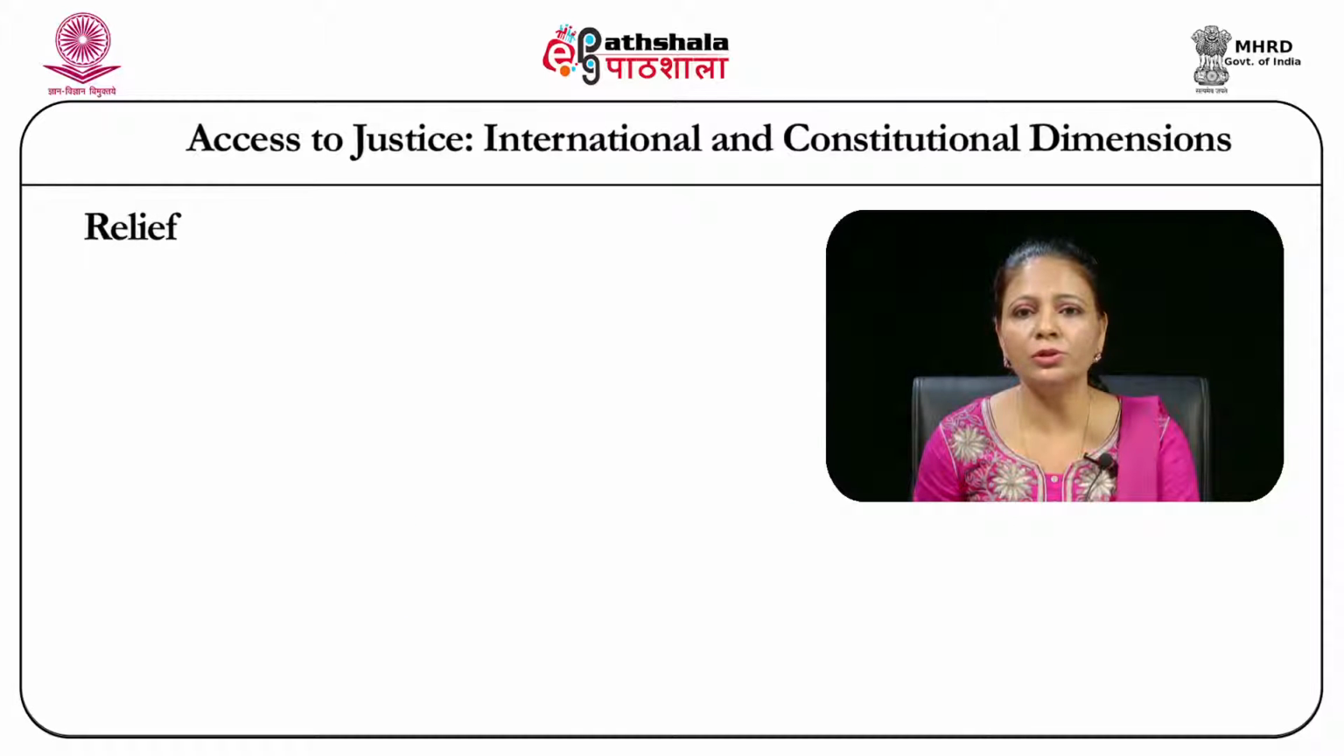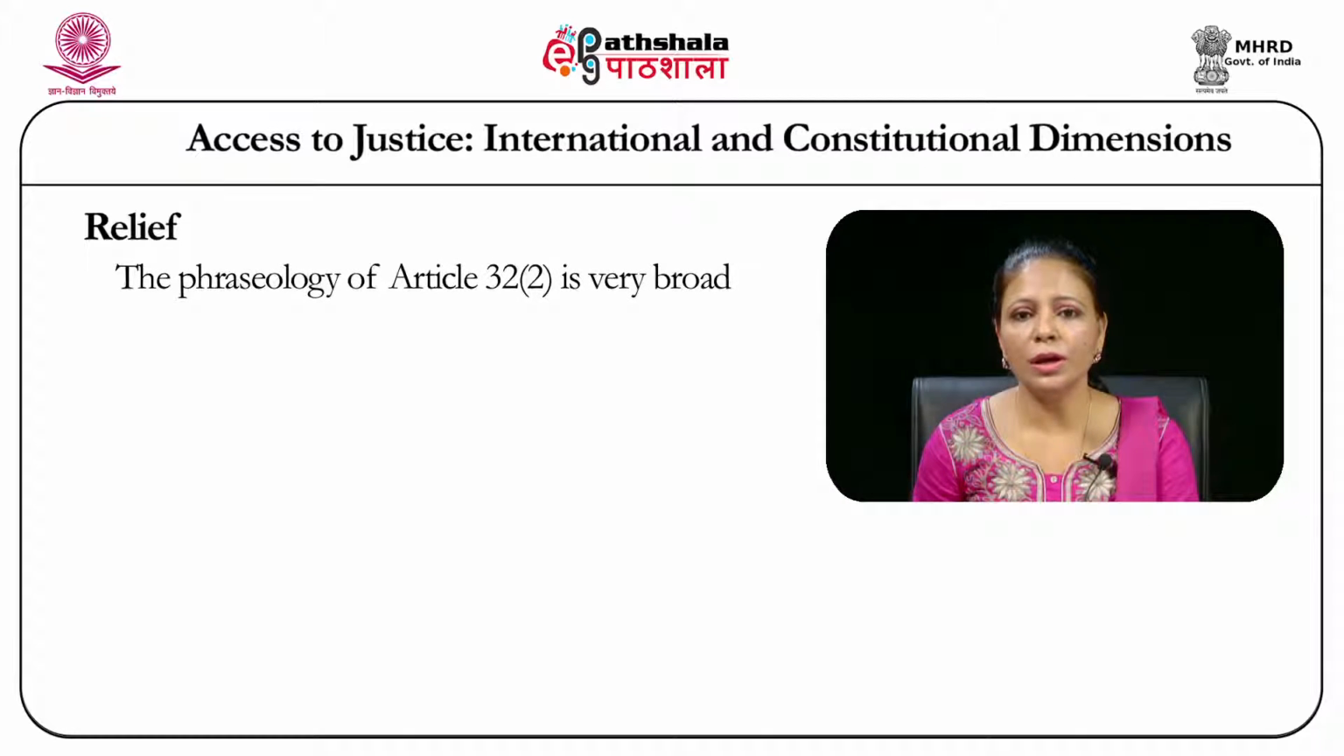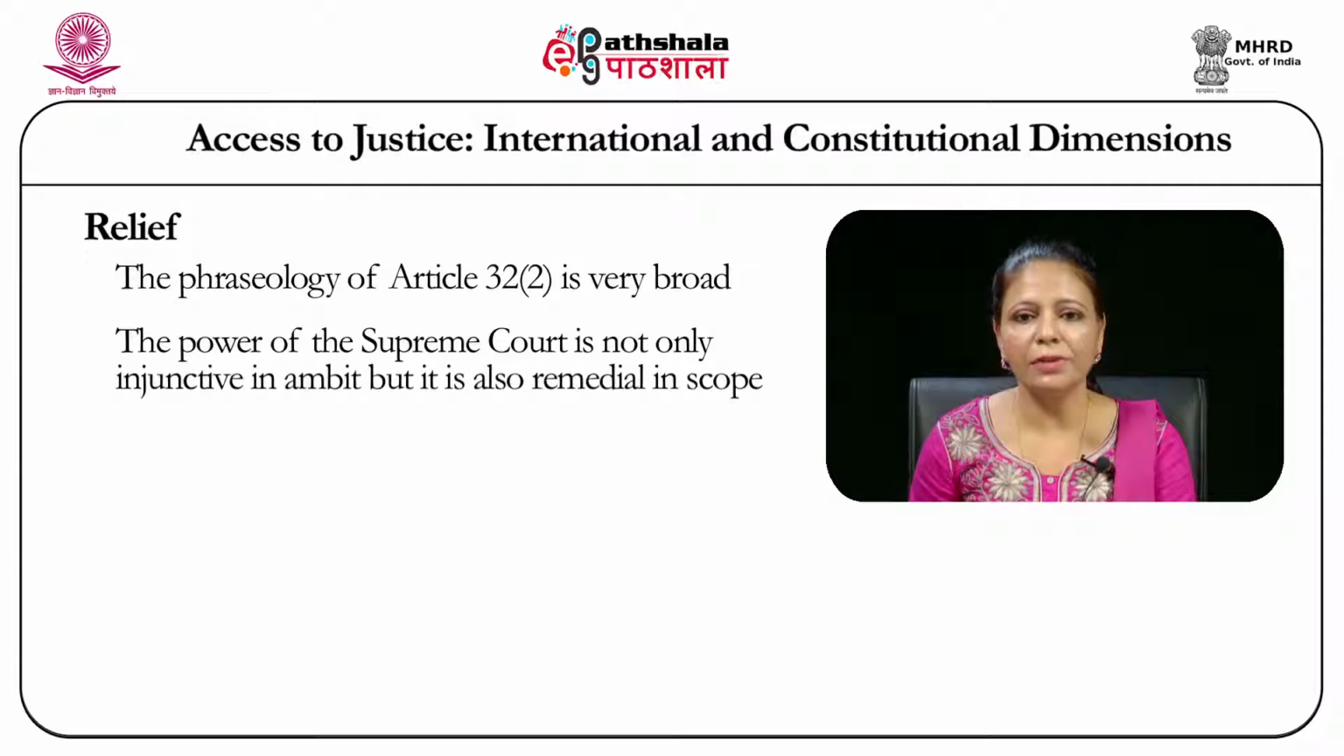Next is the relief available to the aggrieved person for violation of his rights. Clause 2 of Article 32 is of wide amplitude. It does not confine the power of the Supreme Court to the issuance of the named writs, but the court may issue any direction or order whichever may be appropriate for the enforcement of the fundamental rights. The power of the Supreme Court is not only injunctive in ambit, that is preventing the infringement of a fundamental right, but it is also remedial in scope and empowers the court to grant relief against a breach of a fundamental right already committed. What is appropriate remedy to be given to the petitioner for the enforcement of his fundamental rights is a matter for the court to decide.